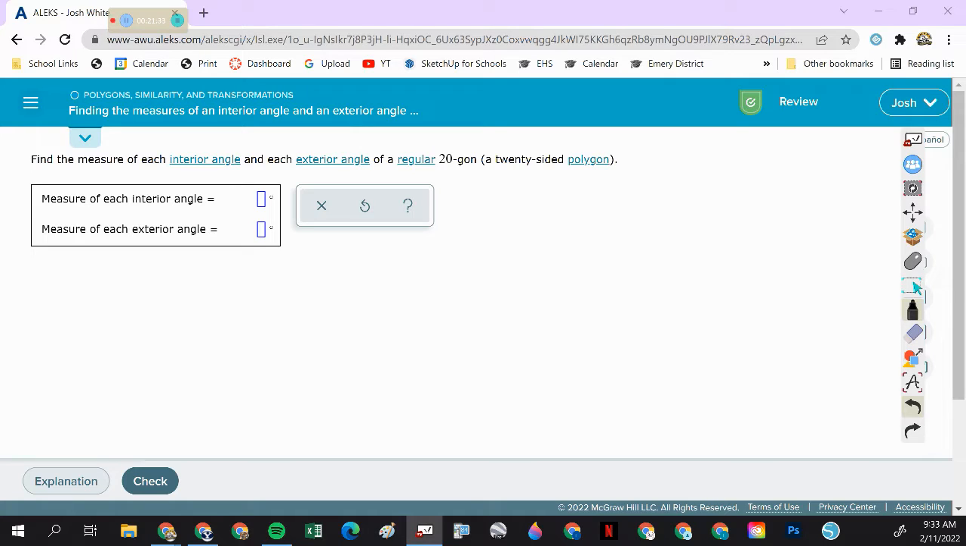Okay, so a 20gon. What do we need to do to find the angle measure of an interior angle of a regular 20gon? How many triangles will a 20gon have? 18. So 18 times 180 is 3,240. I divide that by 20 angles, and I get 162 degrees. Does that make sense? Oh, okay. So good. Thank you.